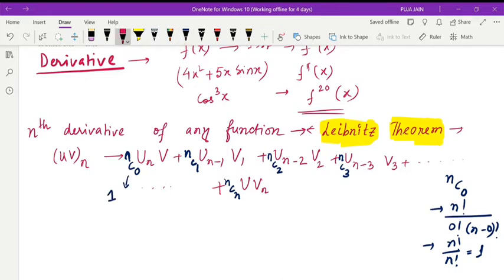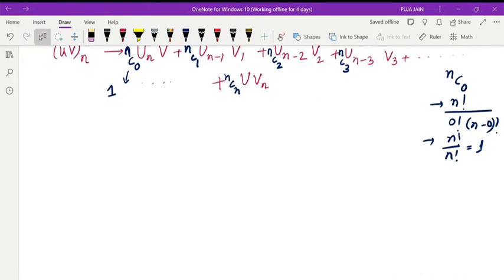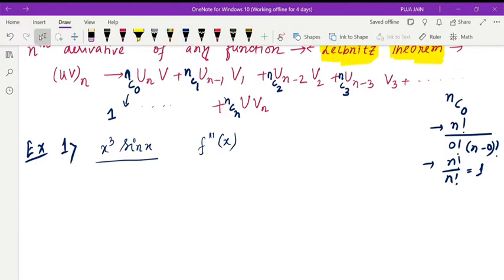Now we will use this result so that we can understand it more properly. For an example, I'm taking example number 1. Suppose the function is given as x cube sin x, and we need to find, suppose, the third derivative. Then how will we use this formula? See this. First we will write nC0, that is 1. Here n is equal to 3.